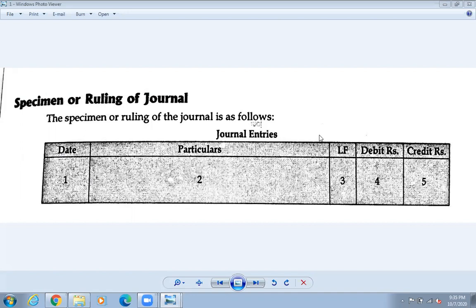Then LF, the ledger folio. We are going to write the debit rupees and credit rupees. In this way we are going to write it down. Date means, suppose I have purchased one eraser, at what date have I purchased it? Today is 22nd, so I will write 22nd of Aswin. If I purchase tomorrow, then 23rd of Aswin. That way I'll write the date.